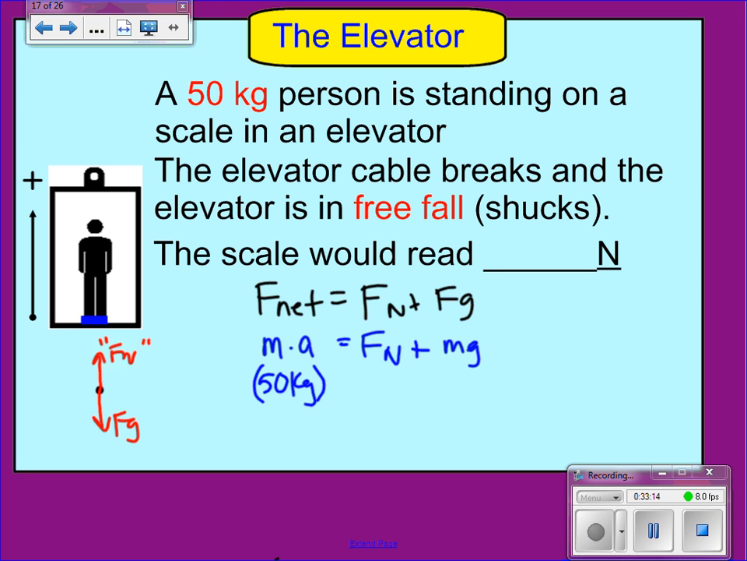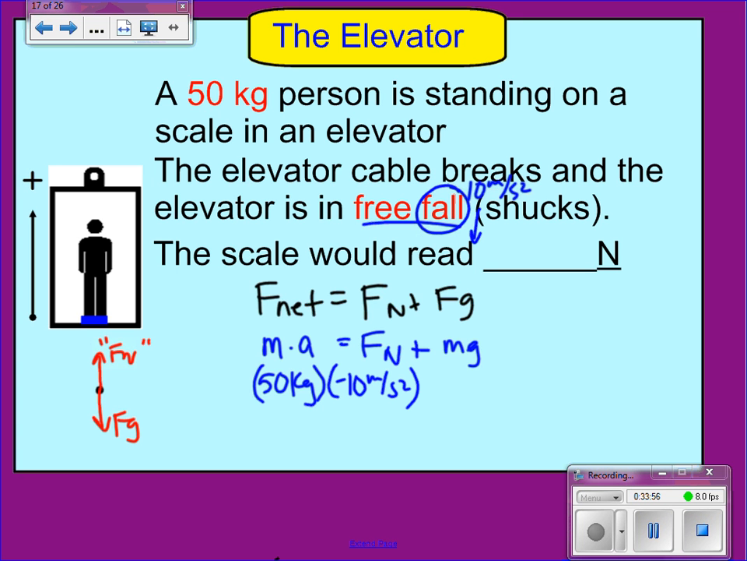Now, if the elevator cable breaks, no longer is the elevator bound to a controlled acceleration. It's not connected to a motor anymore that's controlling it. It's not connected to any sort of big piston underneath it that pushes it up and down. There's nothing controlling the elevator other than gravity itself. So when it says it's in free fall, what does that mean? It means it has an acceleration of 10 meters per second squared, gravity, which means you also have an acceleration of 10 meters per second squared. And if it's in free fall, that means it is falling or going down, which means your acceleration should be negative. So the acceleration is negative 10 meters per second squared.